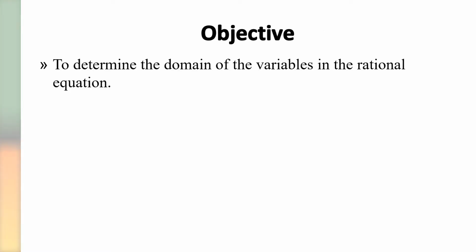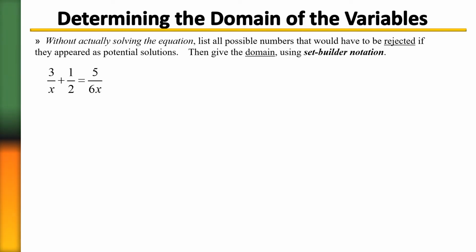The objective of this lesson is to determine the domain of the variables in the rational equation. Without actually solving the equation, let's list all possible numbers that would have to be rejected if they appeared as potential solutions. And then we're going to give the domain using set builder notation form.